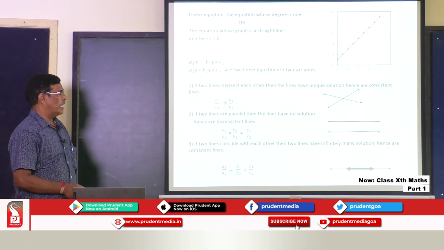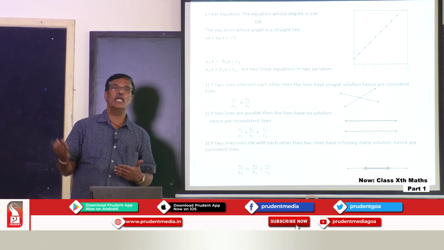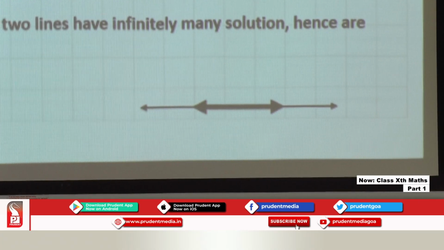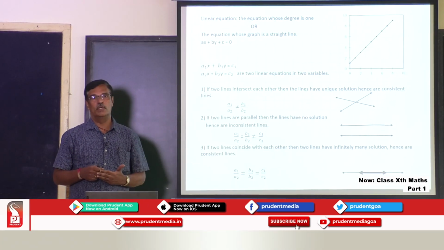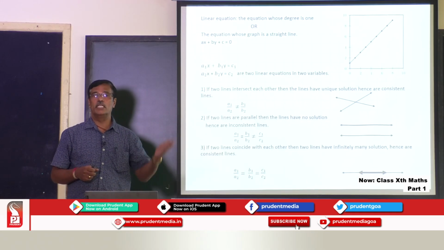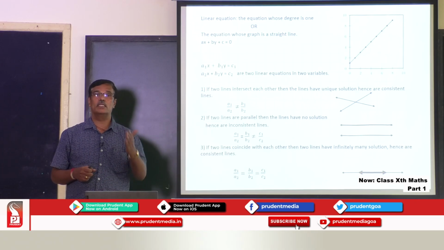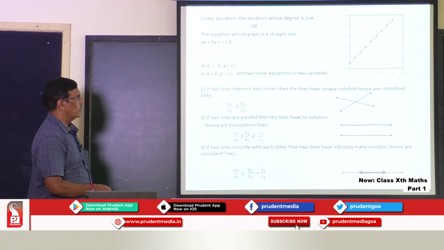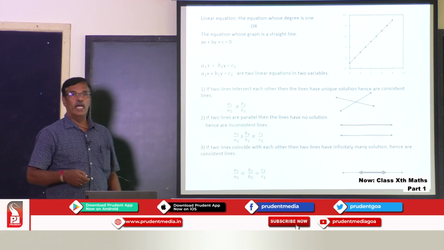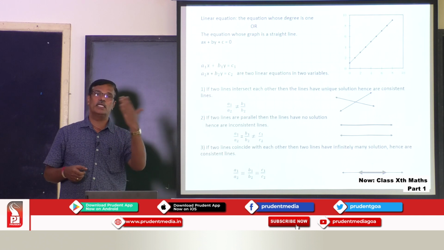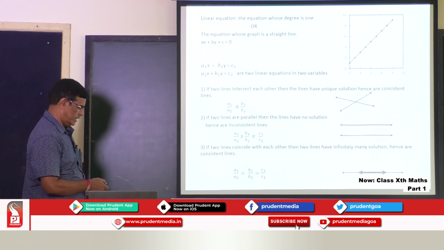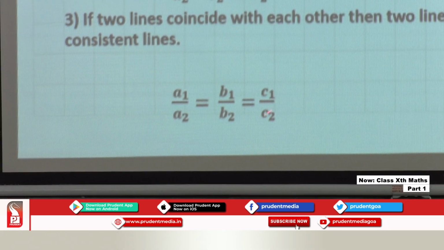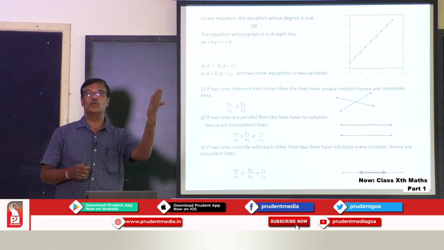The third condition is when the lines are coincident lines. What are coincident lines? The lines that are falling on each other are called coincident lines. Coincident lines give infinite solutions, and since they give infinite solutions, the lines are called consistent lines. So consistent lines also give one condition. What is the condition for coincident lines? This is the condition: a1 upon a2 is equal to b1 upon b2 is equal to c1 upon c2. This is the condition for infinitely many solutions.